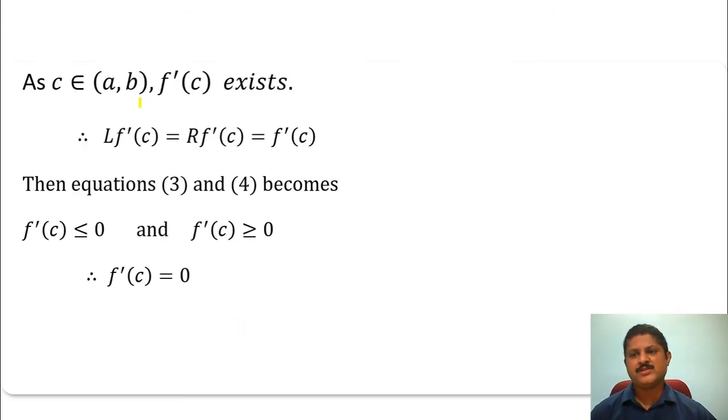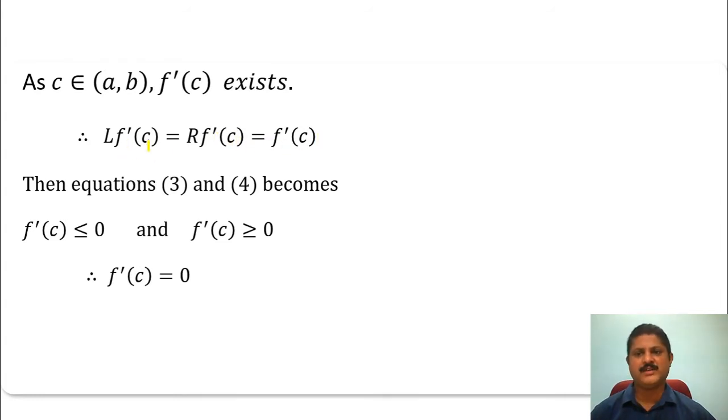As c belongs to the open interval (a, b), the derivative of the function at c exists. That means f dash of c exists. Therefore, since the derivative exists, the left-hand derivative equals the right-hand derivative equals the derivative of the function.